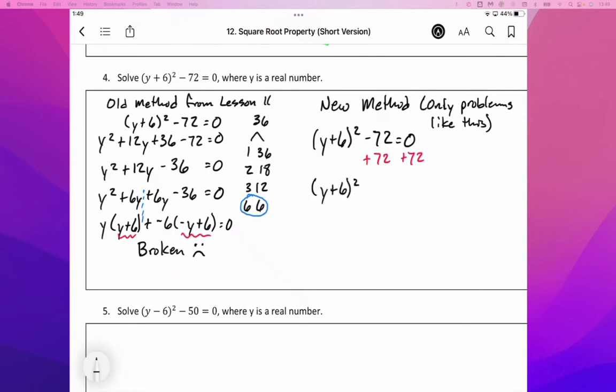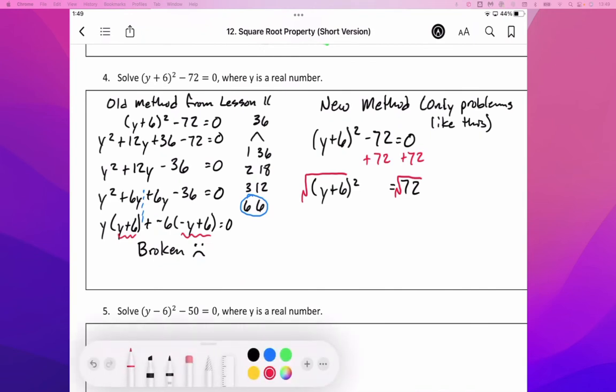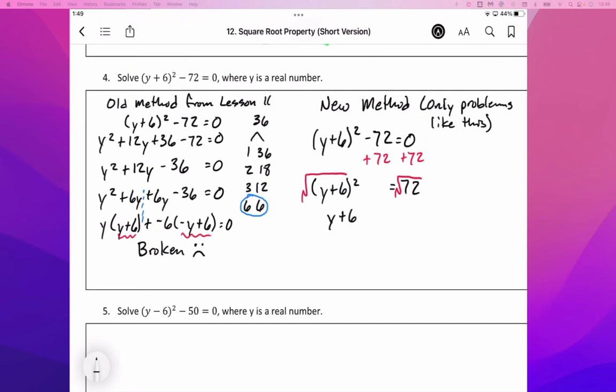So we end up with this. And then we have to say, oh, look, this is kind of cool. Since that's being squared on the left, I can take the square root of it. And I can take the square root of the right side as well. And if I take the square root of y plus 6 squared, I'm left with y plus 6. And then that is equal to the square root of 72.